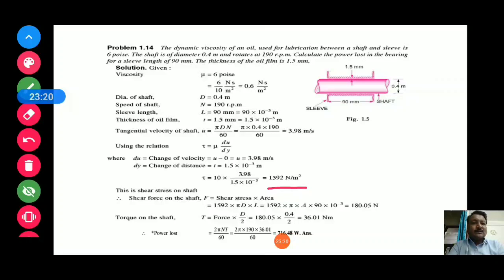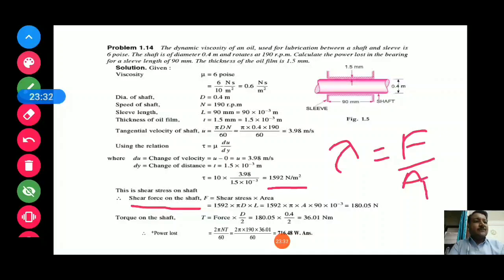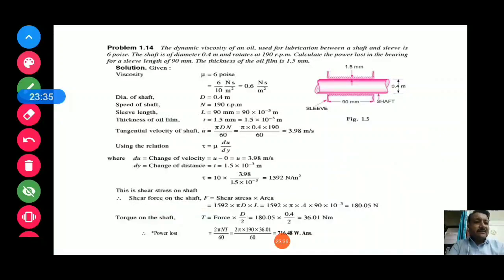Then find the shear force on the shaft. So shear force is nothing but tau is equal to force divided by area. So your shear force is shear stress into area. So put the values of shear stress. Shear stress is 1592 Newton per meter square, and area, now see, you have to take the surface area in contact. How to find that surface area? You have to take the circumference of the shaft.